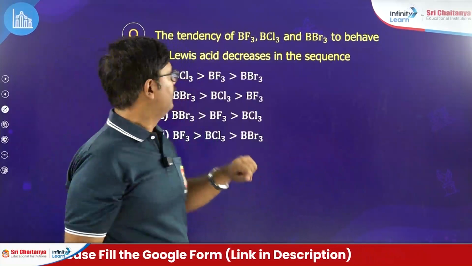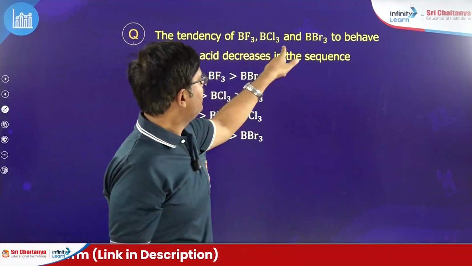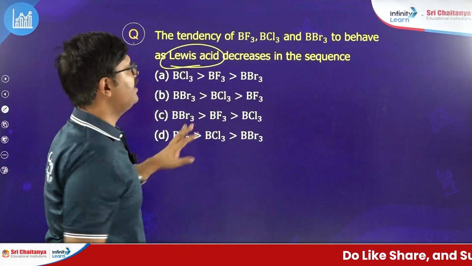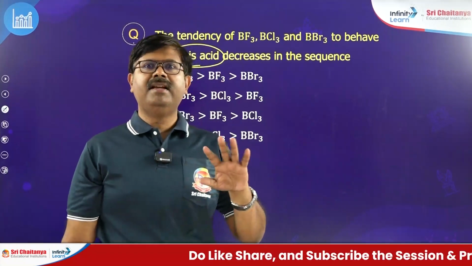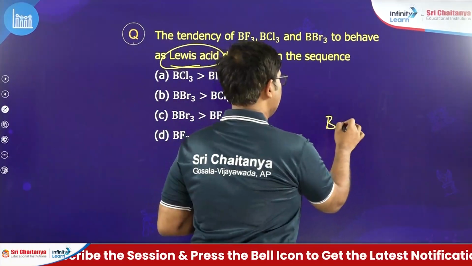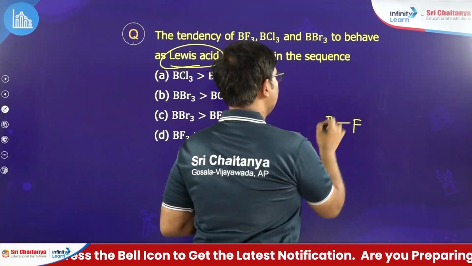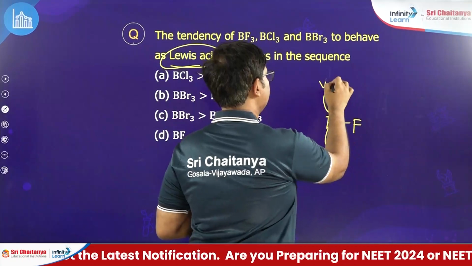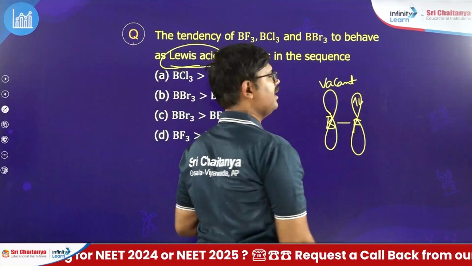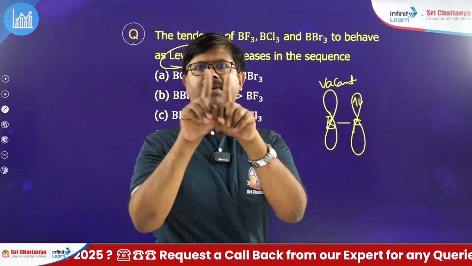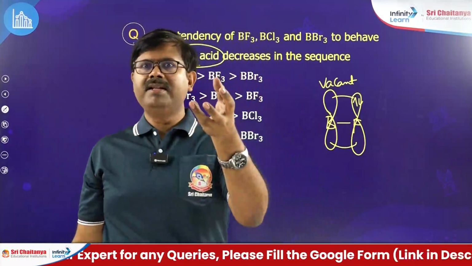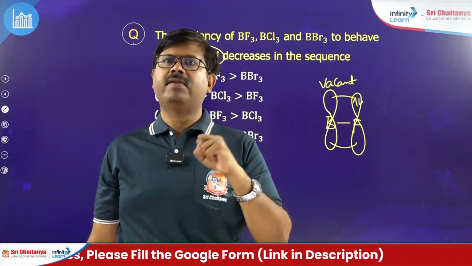Look at this question. The tendency of BF3, BCl3, BBr3 to behave as Lewis acid decreases in the sequence. See, in these boron halides, there is back bonding. If you look at BF3, the vacant p orbital in boron and the lone pair containing p orbital in fluorine have a lateral overlap. Because of this lateral overlap, boron is partially getting electrons from the fluorine.